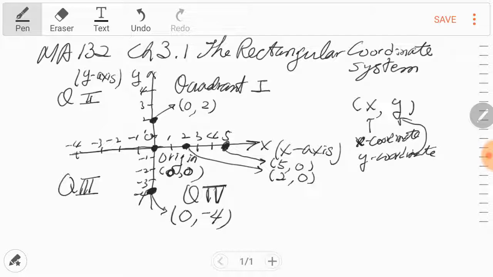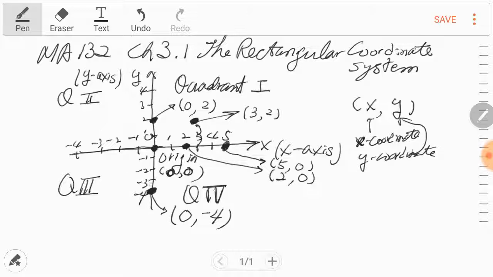Okay, let's try another point. How about this point? In order to get this point, let's start from the center, from the origin. Move 1, 2, 3 units to the right. So the x value is 3. And from this point, move 1, 2 units up. So it will be (3, 2).